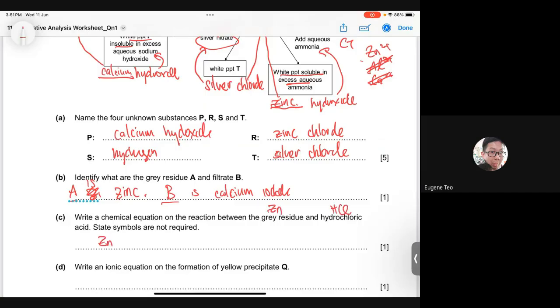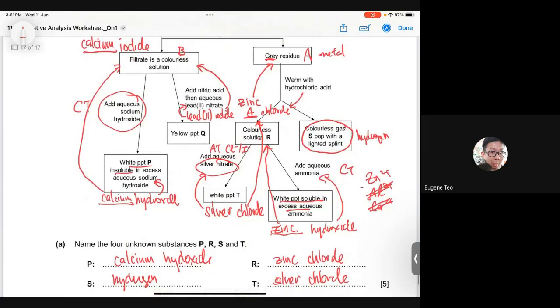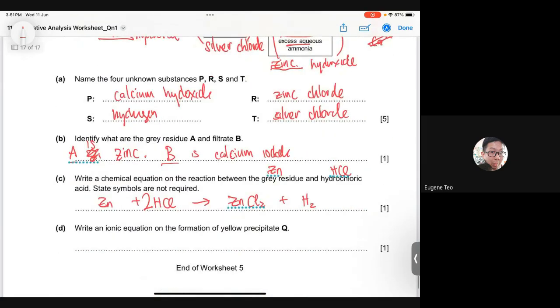Next one, write the chemical equation between the gray residue, which is zinc, and hydrochloric acid. So zinc plus hydrochloric acid gives zinc chloride plus hydrogen gas. Balance the equation. Last one, write an equation for the formation of yellow precipitate Q. It's lead(II) iodide, PbI2. To get PbI2, you must have Pb2+ ions and two I- ions.